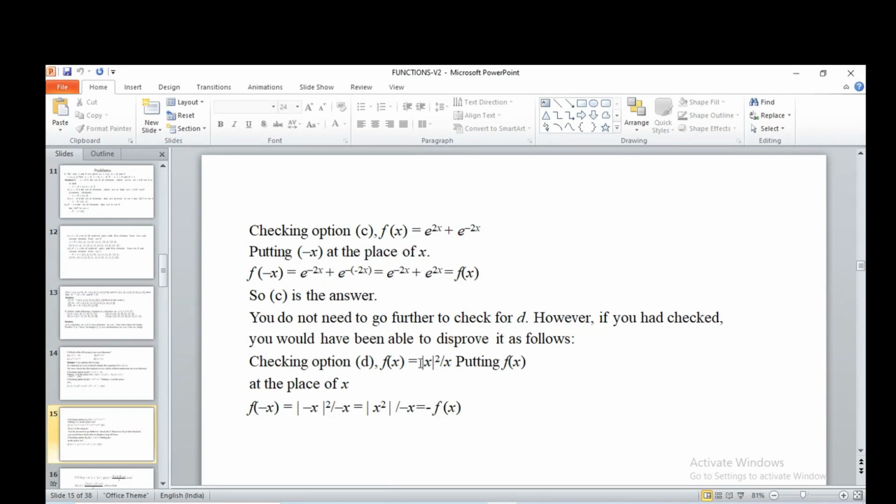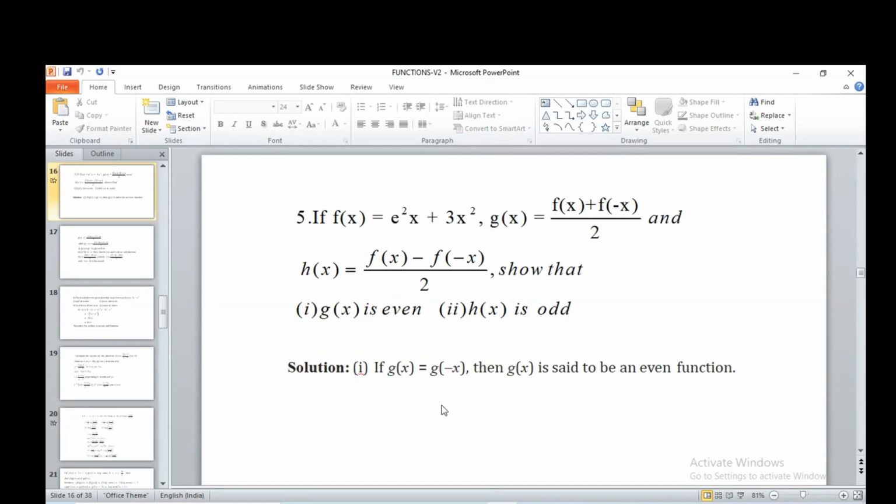For D also, suppose we are putting negative here in the denominator. In the numerator there is no problem because we are having modulus. The purpose of modulus is that if we give a negative term, it is going to give a positive term. So modulus of f of minus x, that is minus x, modulus of square means again it is going to be modulus of x square, then negative x is coming as negative, minus of f of x. It is an odd function.